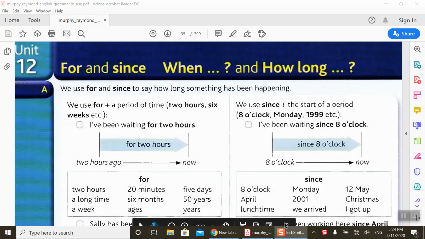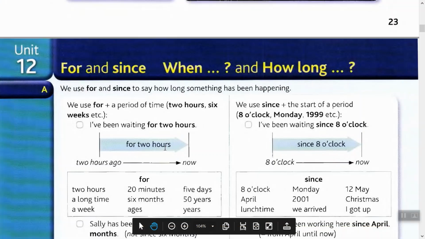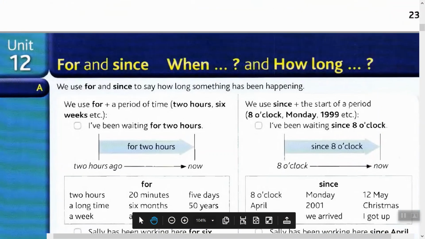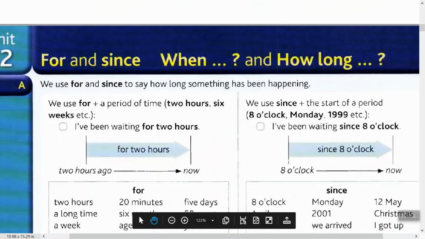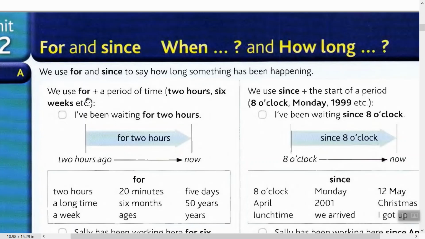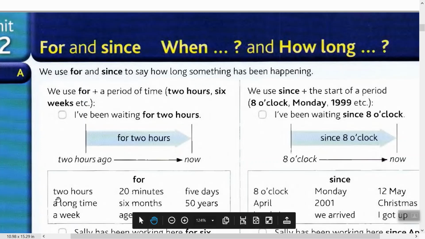Today we are going to talk about the difference between for and since. What is the difference between them? We use for plus a period of time. So when we have a period of time, for example, 2 hours, weeks, okay, you can see here other examples: 2 hours, a long time, a week, 20 minutes, 6 months, ages, 5 days, 50 years. So we use what? For.